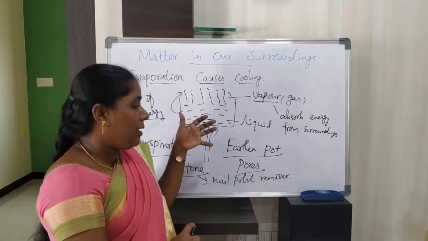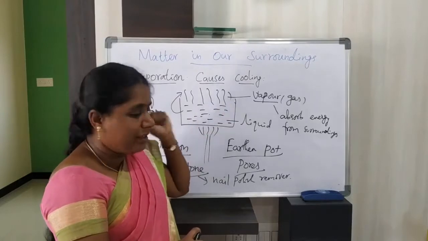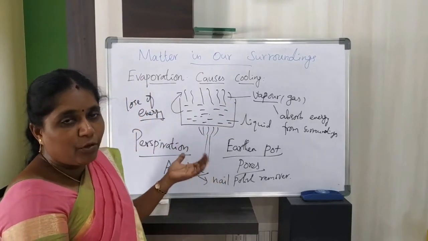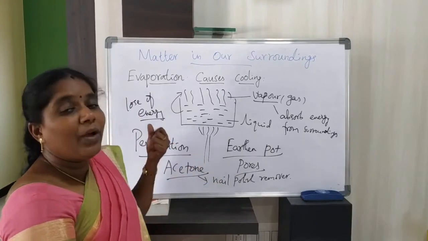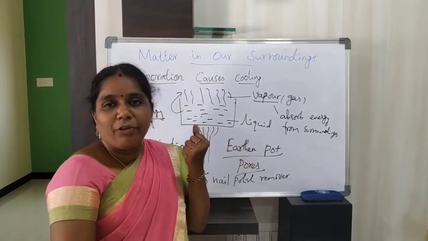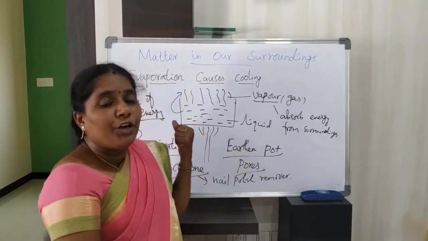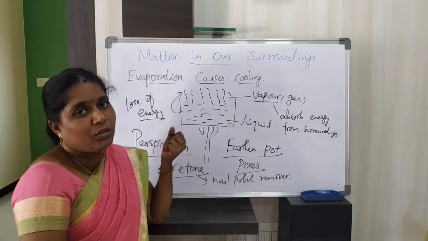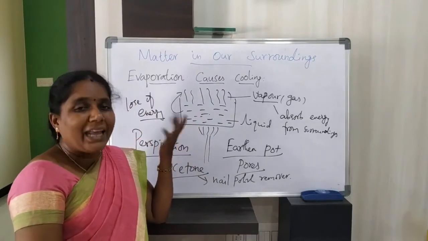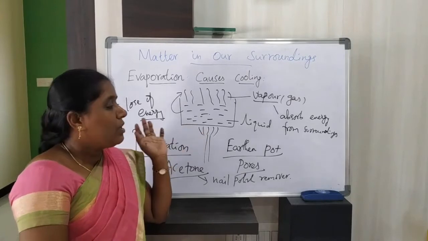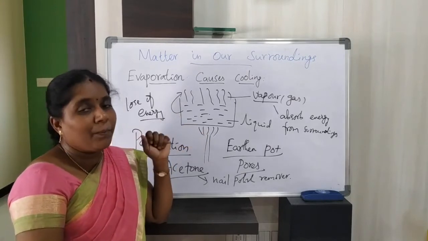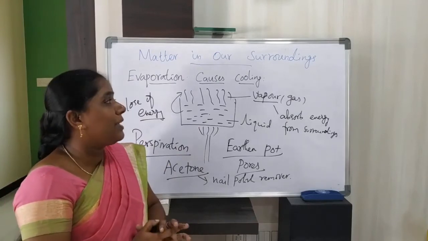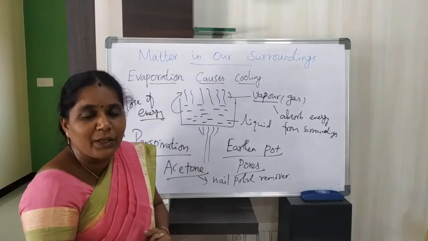So in your examination, they will ask why the earthen pot keeps cool on summer days, why we feel cold if we pour acetone, that is nail polish remover, on the palm, and why we feel cold with petrol on the palm. Also, how we feel cool during perspiration, what process takes place. They may ask questions like this, so look at them. And next, we will discuss one more example of evaporation causing cooling.